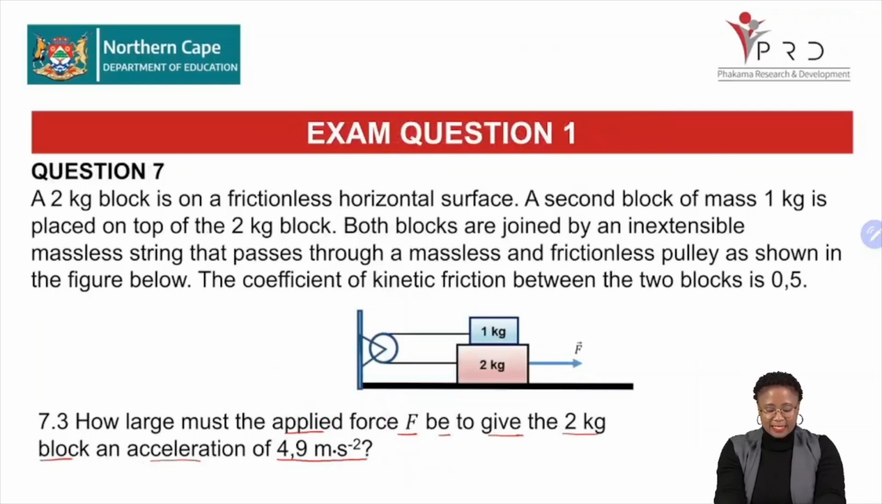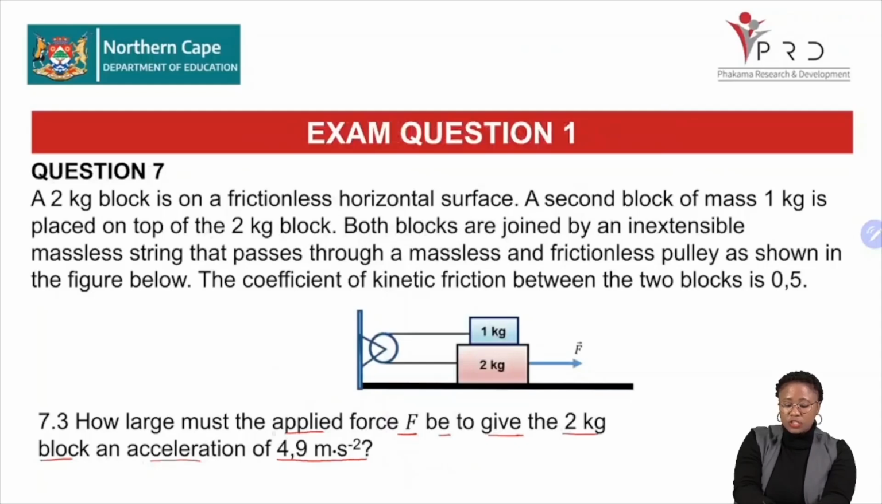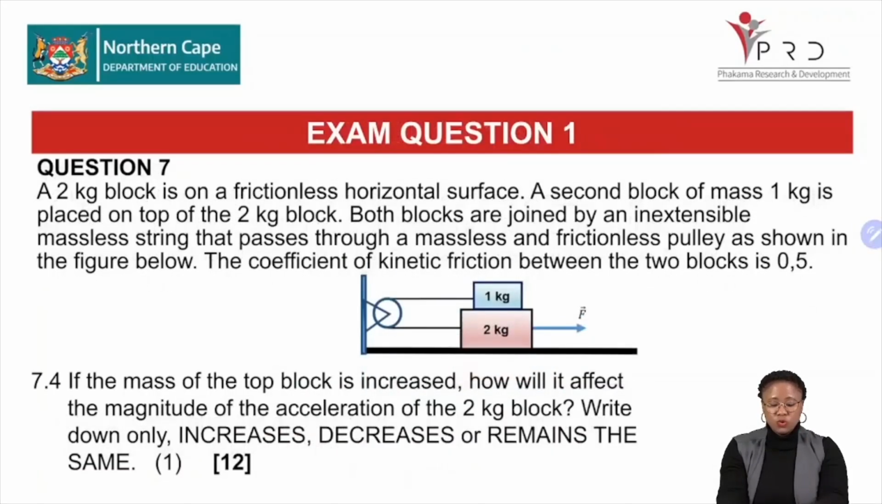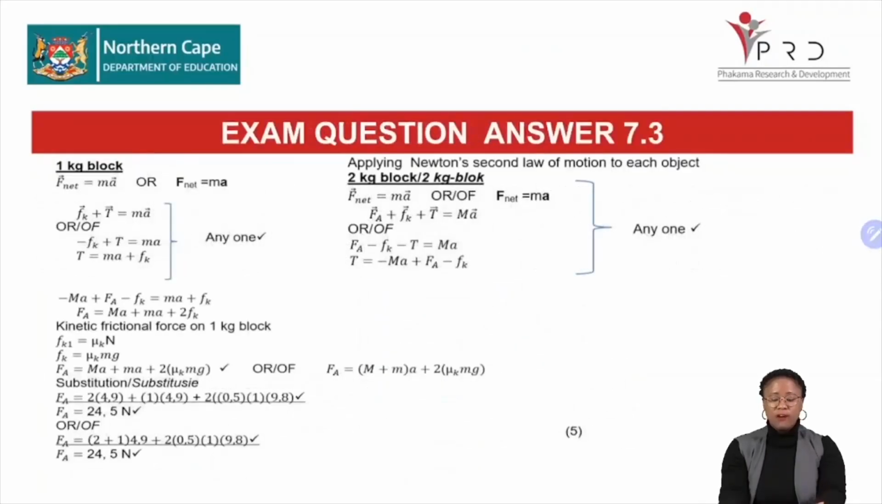Welcome back, learners. Now let us quickly do 7.3 together. Let's see if we have got it correct. Now remember, they are saying to us, how large must the applied force F be to give the 2 kg block an acceleration of that? So at the end of the day, we must have the acceleration of that, and how much force are we going to need in order for us to accelerate the 2 kg block with 4.9 meters per second squared. So what is it that you are going to do? So I'm quickly going to show you how I've worked it out.